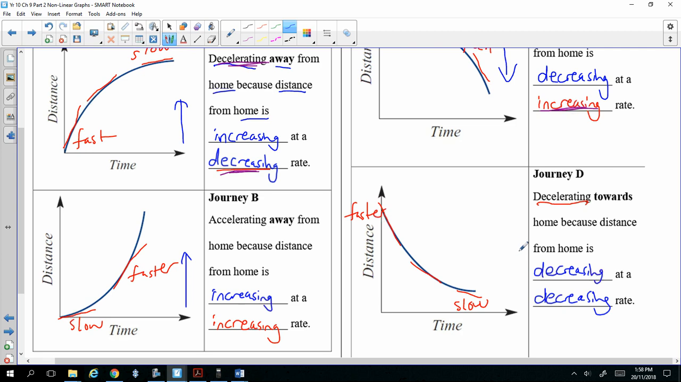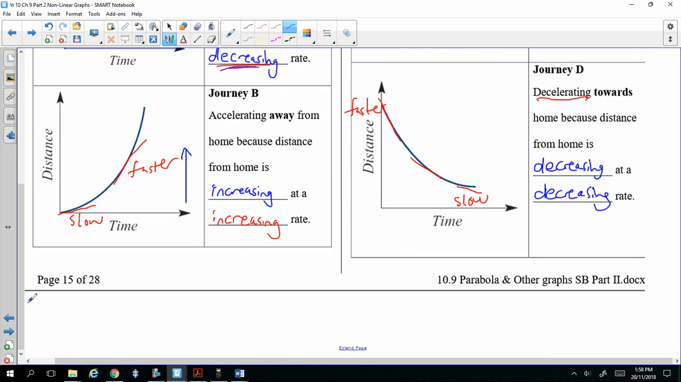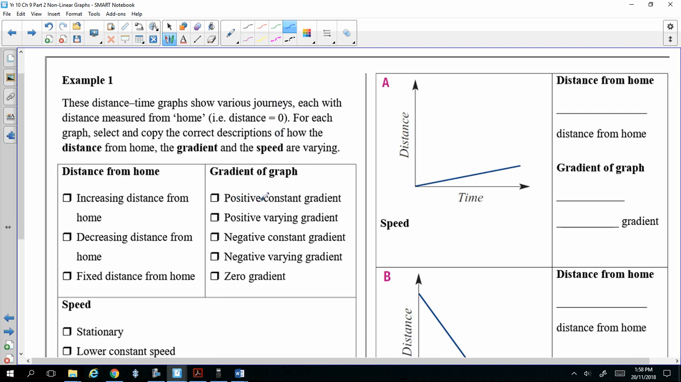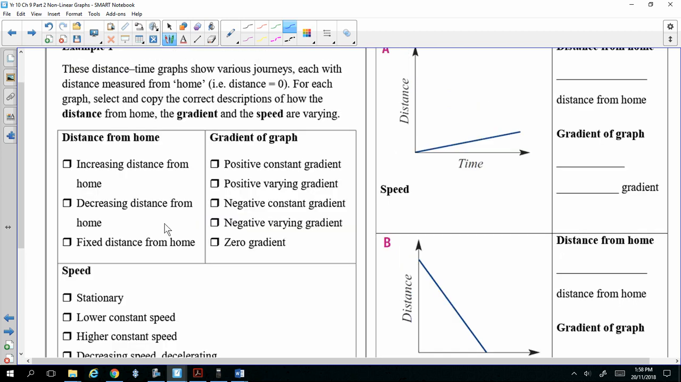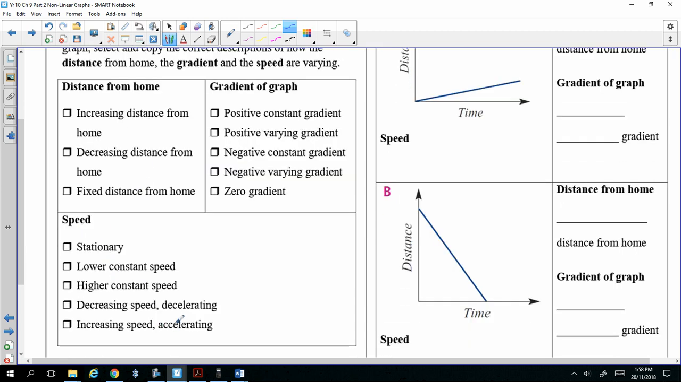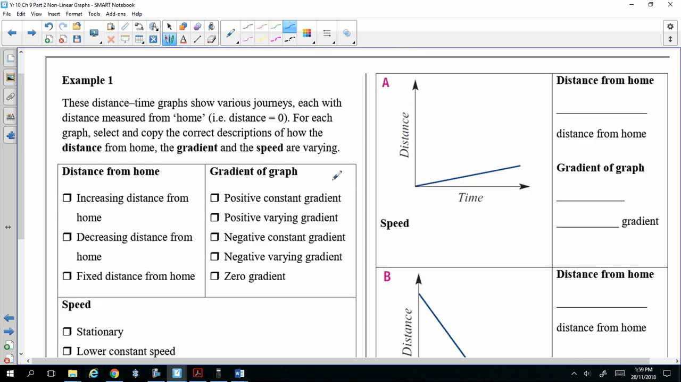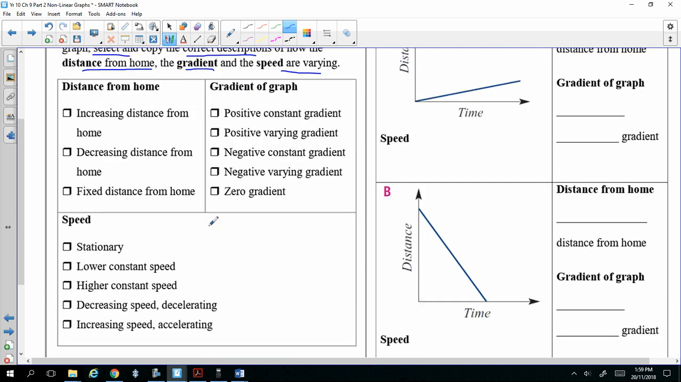Now we'll go to the next page. What have we got here? Example on this distance time graph. What to do? Speed. Must be here. Is that for the next few pages? Yeah, I think so. Yeah, that's good. We're going to use these words for the next example. Okay. This distance time graph shows various journeys, each with distance measured from home. That is, distance is 0. For each graph, select and copy the correct description of how the distance from home and the gradient and the speed are varying. Okay, so we're going to select these words and fill it in this blank space.